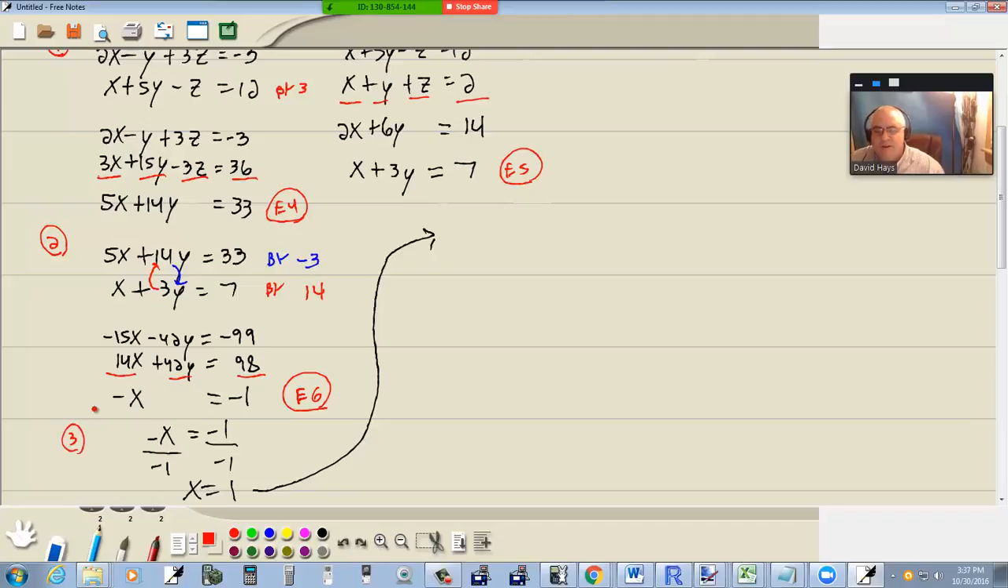Step 3, solve for x. So step 4. Doesn't matter which one you plug it into. I'm going to plug it into this, the fifth equation. x plus 3y is equal to 7. That looks easier. We just said x is equal to 1, so I'll plug 1 in for x. 1 plus 3y is equal to 7. Take the 1 over. We get 7 minus 1, which is 6. And divide both sides by 3. And we get y is equal to 2.